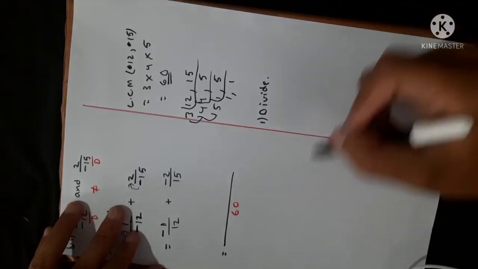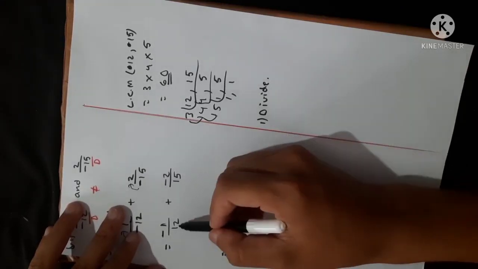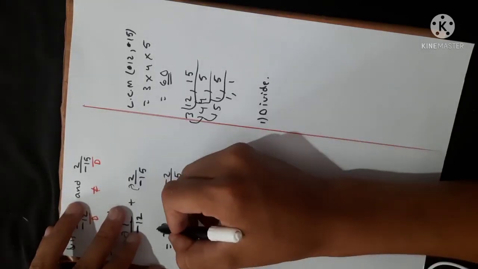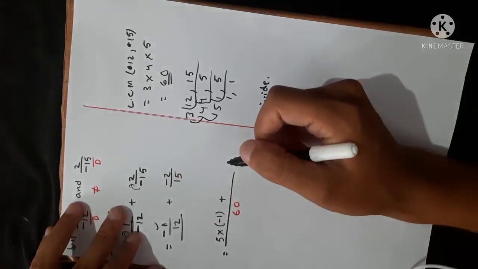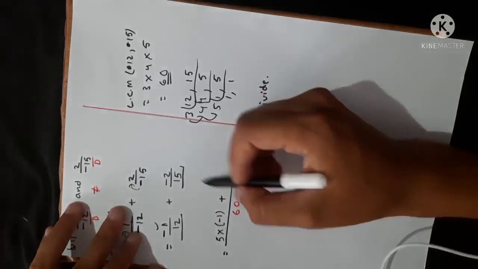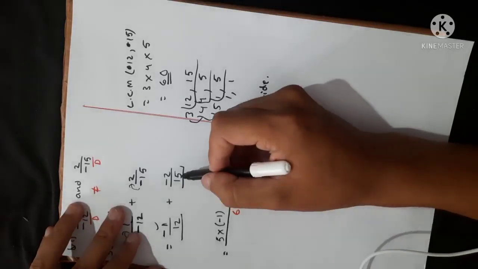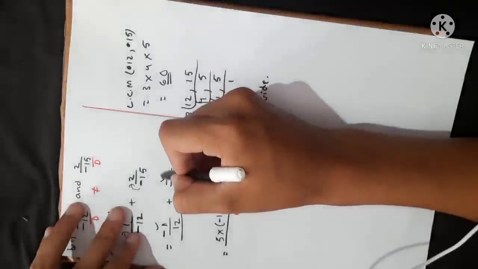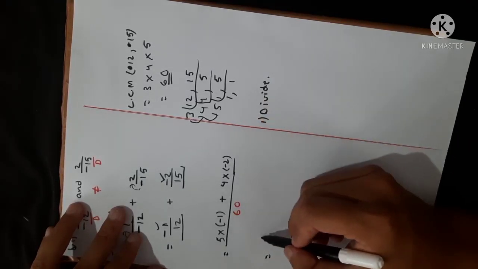Okay, I will just solve it here. So 60 divide 12 equal 5. This 5 you must multiply with the numerator, which is minus 1. Plus, so plus we have done for this fraction. So next, for this rational number, minus 2 by 15, again we should divide the LCM with the denominator. 60 divide 15 equal 4. 4 multiply with the numerator, which is minus 2. And this equal to 5 multiply 1 equal 5.